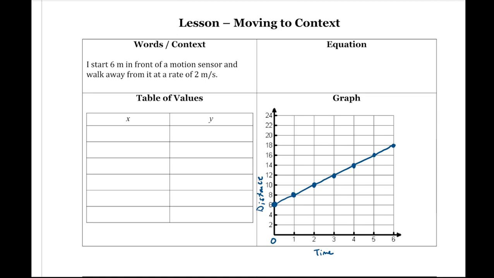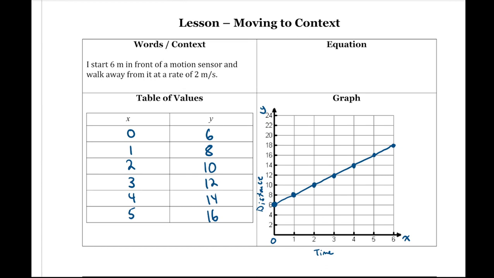For a table of values, again, we can just take those key points that we've already put down in our graph into a table. Again, x is first and then y. X, remember, is the horizontal, y is the vertical. So that means when x is 0, y is 6. Then we go up 1 second each time. So 1 would be 8, then 10, then 12, 14, and 16.